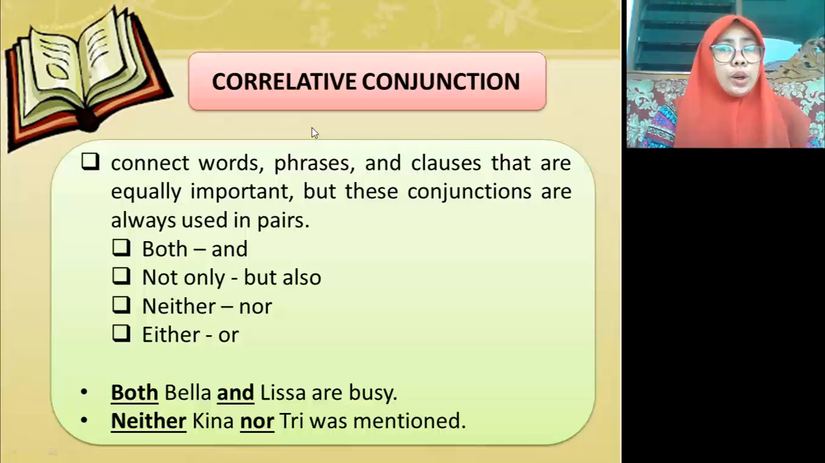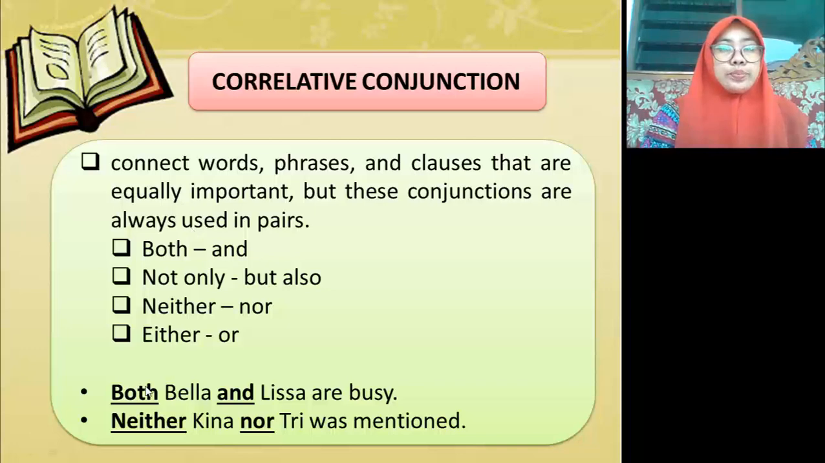If we talk about the correlative conjunction, when you want to connect your words, your phrases, your clauses that are also equally important. But in this case, the conjunction is used in pairs. Okay, pairs. Without one, you cannot use it. For example, both and, not only and but also, neither and nor, and either and or. That's the pairs of the correlative conjunction for your sentence.